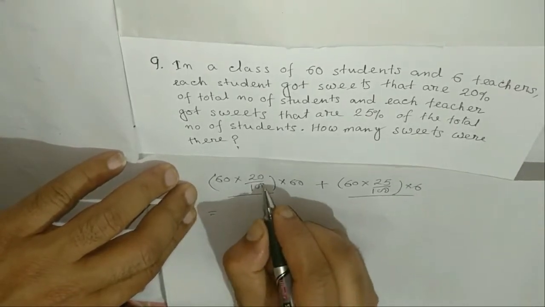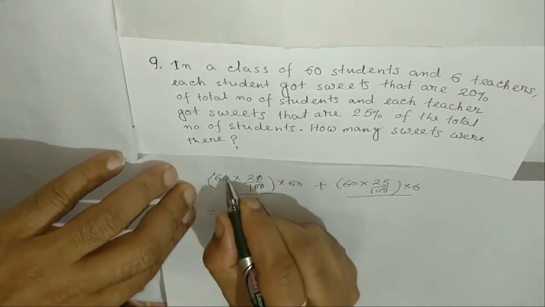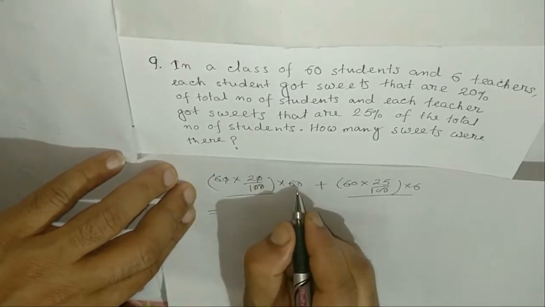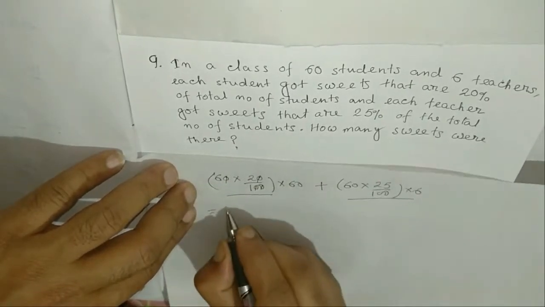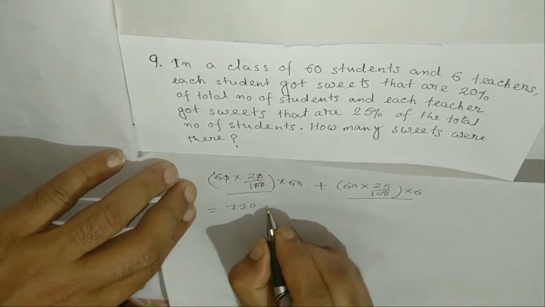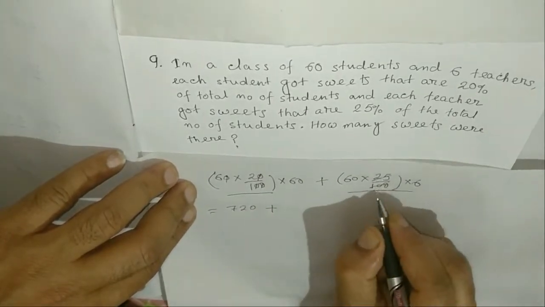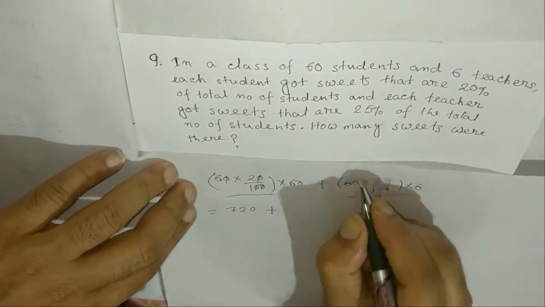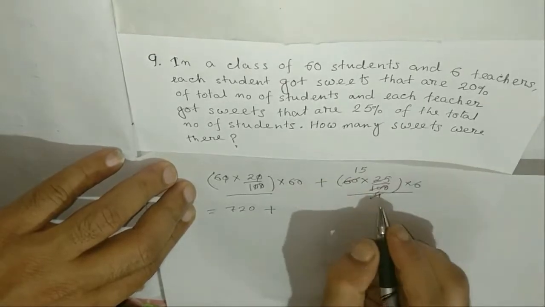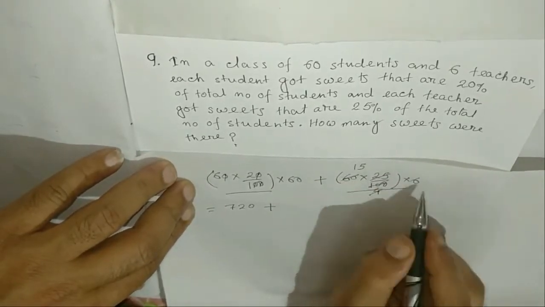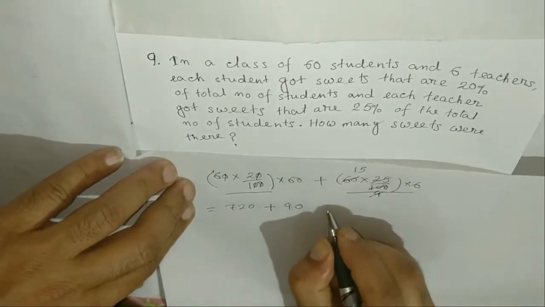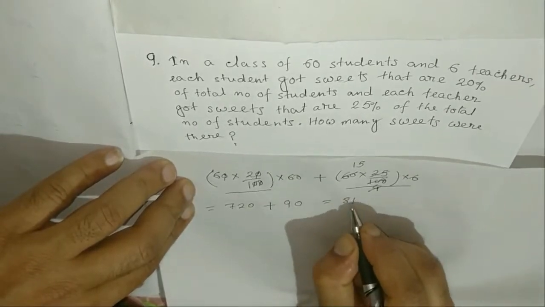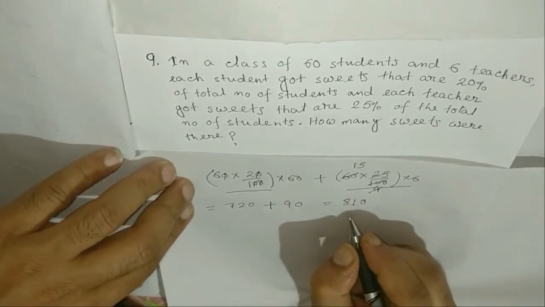So let us calculate. 0, 0, we are removing. So 6 into 2 into 60. So 12 into 60 is equal to 720. And if we calculate here, we will get 4. 4 into 15 is equal to 60. So 15 into 6 is equal to 90. So we will get 90. If we add this, we will get 810. So 810 is the total number of sweets.